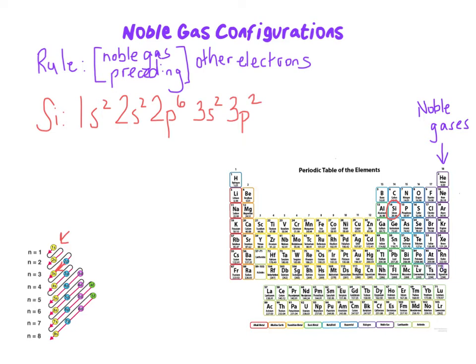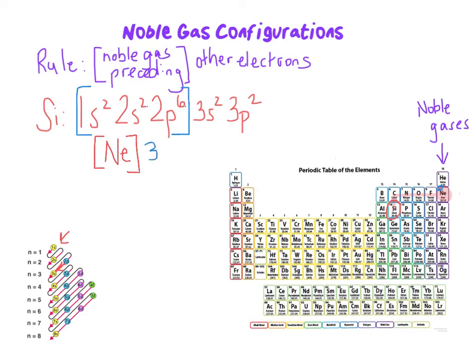To write silicon in the noble gas configuration, we start with that rule and we go to the noble gas that's preceding. So if I go up a row and over to the noble gas, we'll see that neon is my noble gas. So what I would do is write neon in brackets, Ne, just the abbreviation. That neon abbreviation takes up 10 electrons from silicon. So it's actually going to take up this portion right here, because 2 plus 2 plus 6 is 10. So the rest of the electrons are going to start at 3s.